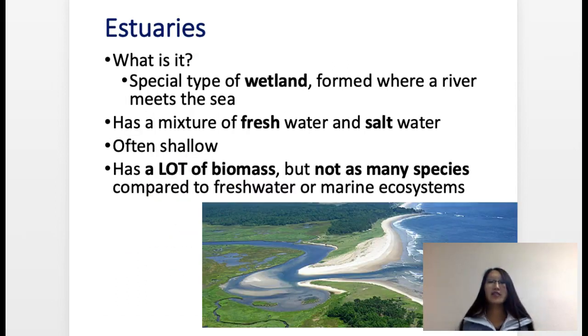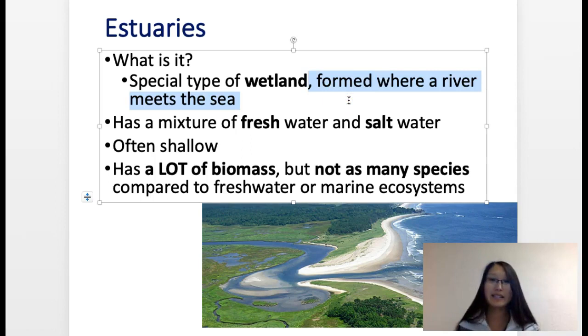The next one is called estuaries. Estuaries, you need to remember, are not a freshwater ecosystem. One more time. Estuaries are not freshwater ecosystems. Why is that? It's not a saltwater ecosystem either. Why is that? Because it's a special type of wetland formed when a river meets the sea. It's a mixture of fresh water and salt water.